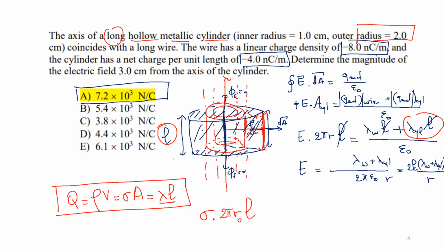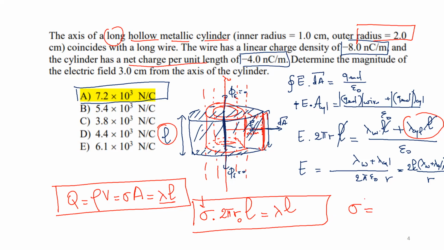But here I did not describe it using sigma. I describe it using lambda. So this should be lambda, which is my net linear charge density, net charge per unit length, multiplied by L. So this gives you a relationship between sigma and L and lambda. That means my sigma in this specific case of having a cylinder is just lambda, because the L goes away, divided by 2 pi R naught.